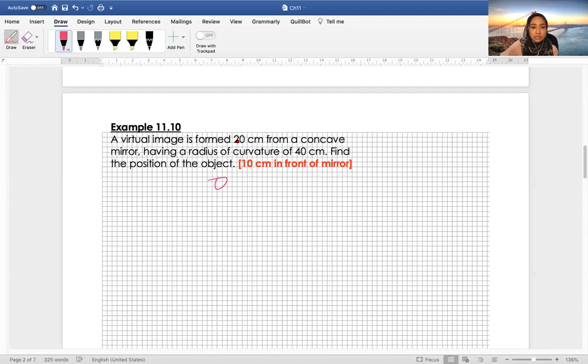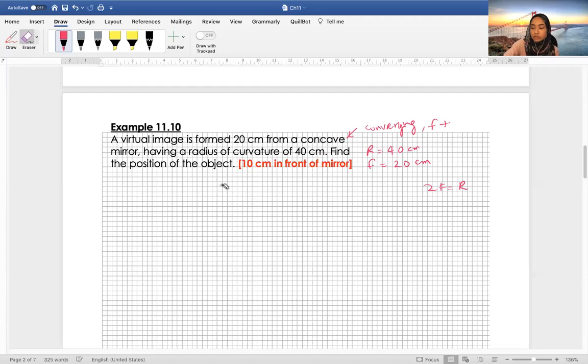So a virtual image is formed 20 cm from a concave mirror. So concave, converging, just writing down basic info about it. Having a radius of curvature of 40. So your C or R is 40 centimeter, which means that your F is 20 centimeter, right? Because 2F is R or C. Find the position of the object.